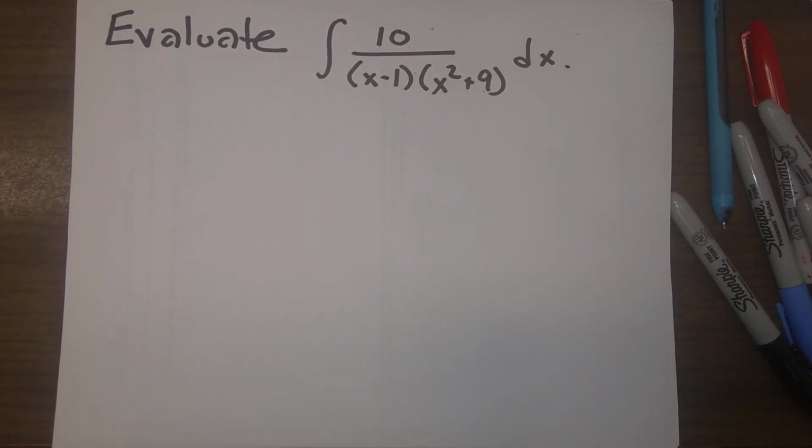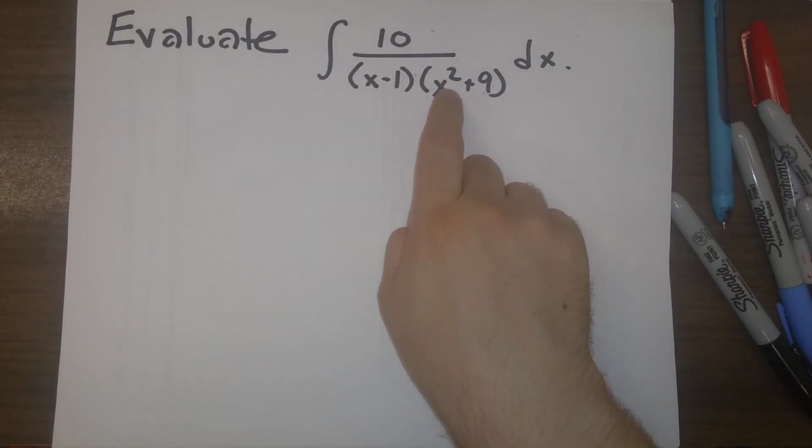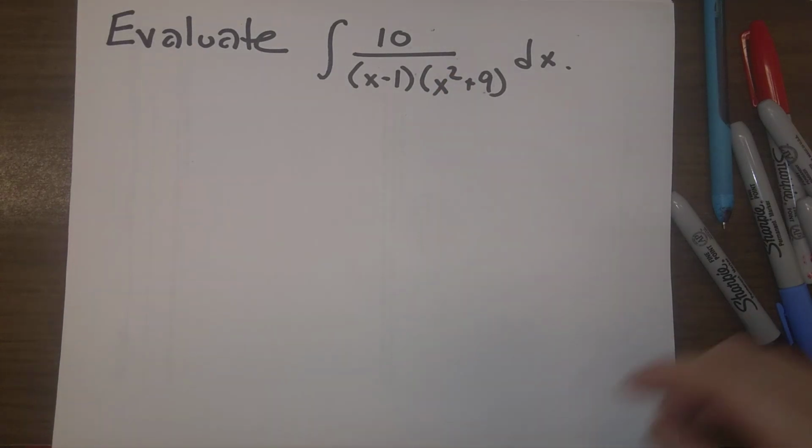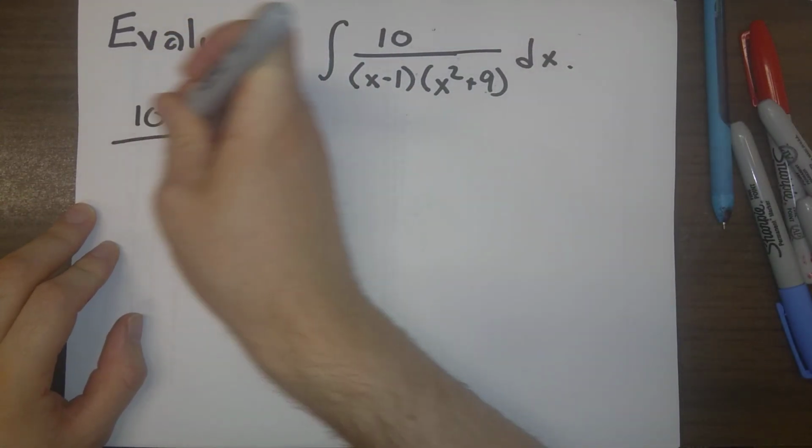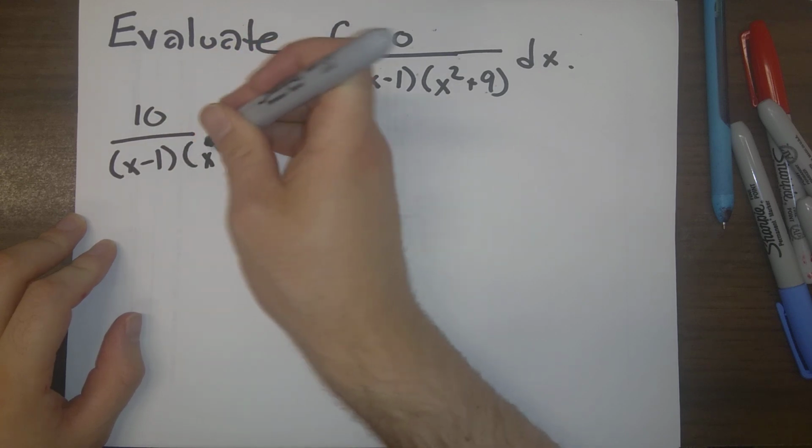Here's the problem we're going to be looking at, where our denominator factors into a linear factor times a quadratic factor, and this x squared plus 9 is an irreducible quadratic factor. We can't factor it any more. If you try to solve x squared plus 9 equals 0 to find roots, you'd see that you get imaginary roots, so we can't factor this. So how we're going to handle this is that, once again, we are going to find a partial fractions decomposition.